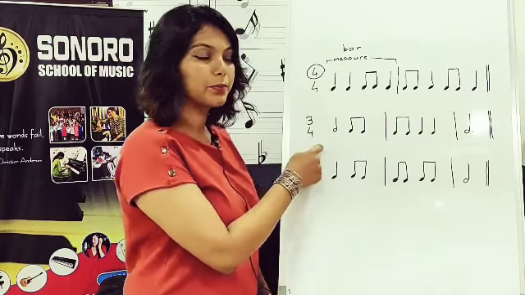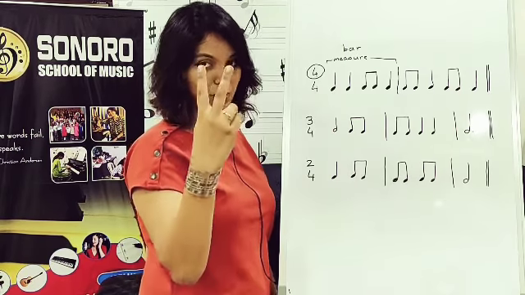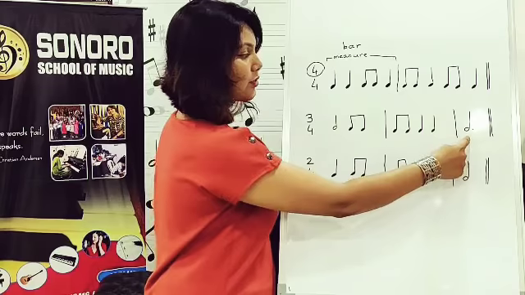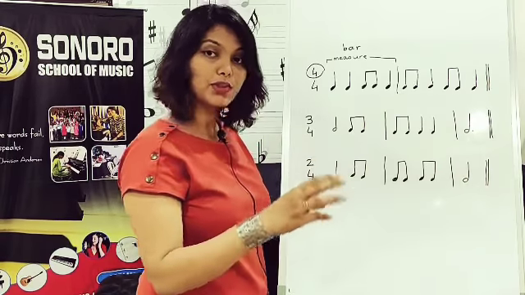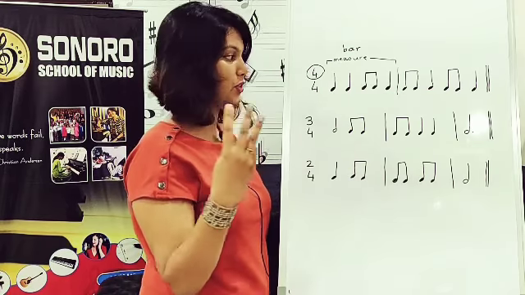Let's look at this one here. So we have a half note here. So we'll count it as half note. That gives us half note, 2 counts. And this one here is a dotted half note with 3 counts. So we'll just count it as half note dot. That gives us 3 counts.